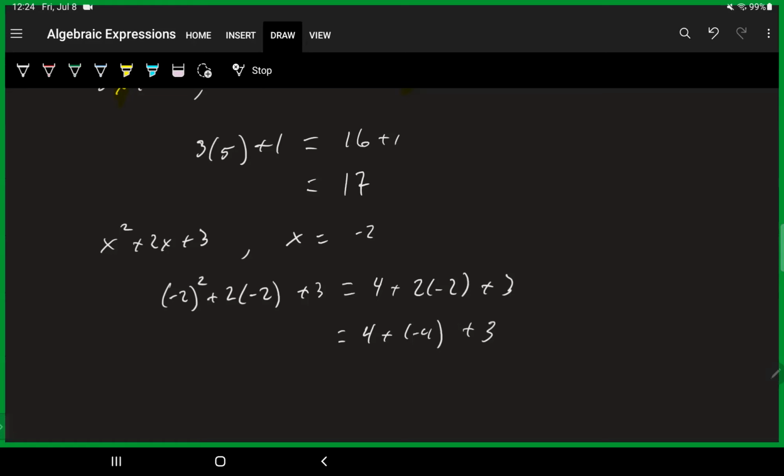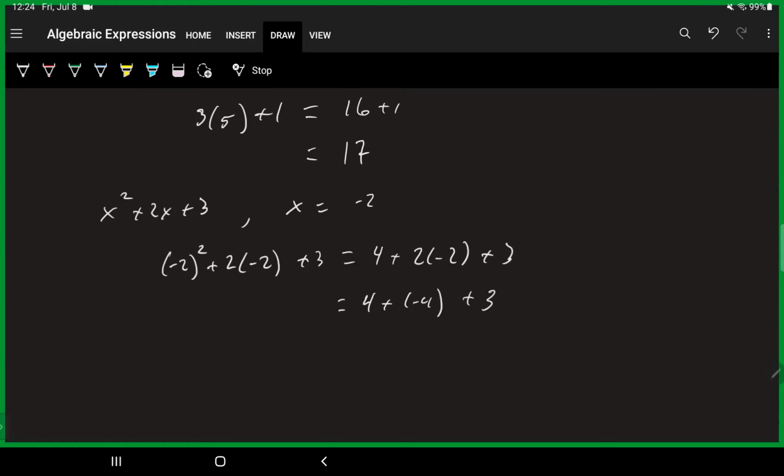Now addition happens from left to right. 4 plus -4 cancels out, and I just get 3. So that's what happens when I plug in -2.